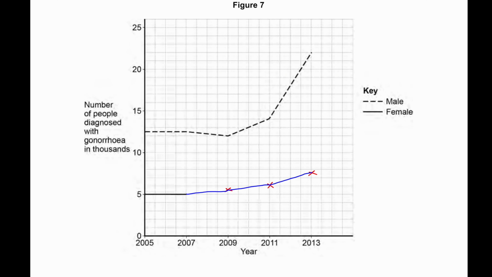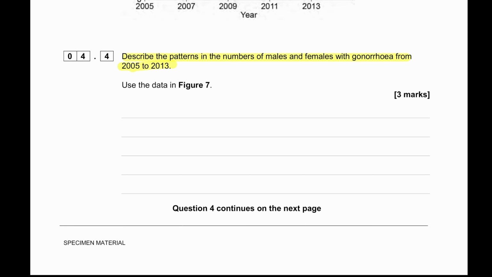We can see for both males and females, from 2005 up until 2009, the level remains fairly constant. However, from 2009, the number of people, specifically males, contracting gonorrhea increased very high, whereas in females it rose, but not as much. Males rise faster than the females. So, we will write the answer in this way.